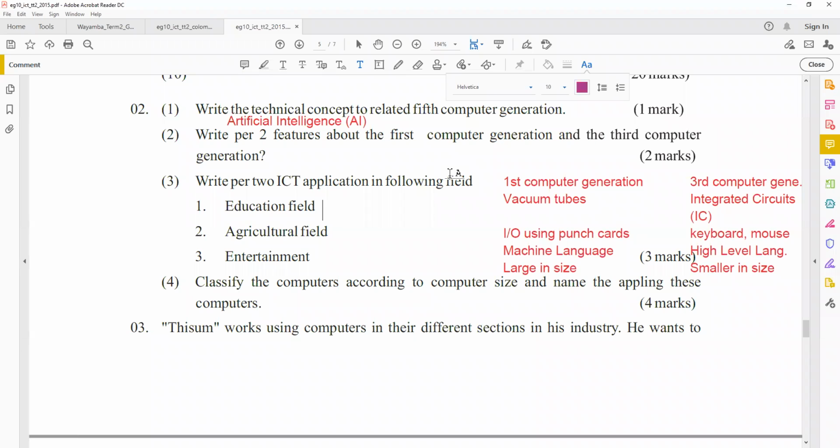So in education field, we can say we will have what? Yes, LMS, yes, learning management systems, multimedia, use of multimedia information, e-learning, and then let me put one more, distance education.